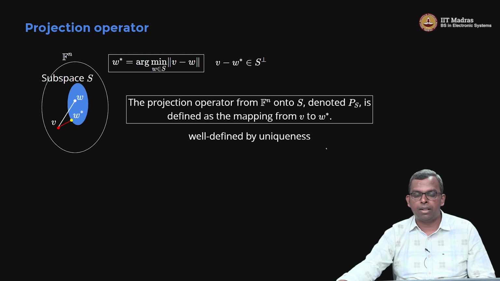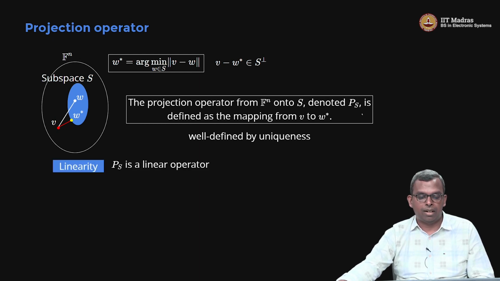I have defined an operator. You can see very easily that the range of the operator is S and all that, and for every V, it's defined. Don't worry about V being inside S. If V is inside S, the output is itself, right? You will get the same answer. So, it's very well defined for every V in Fn, and that's the projection operator.